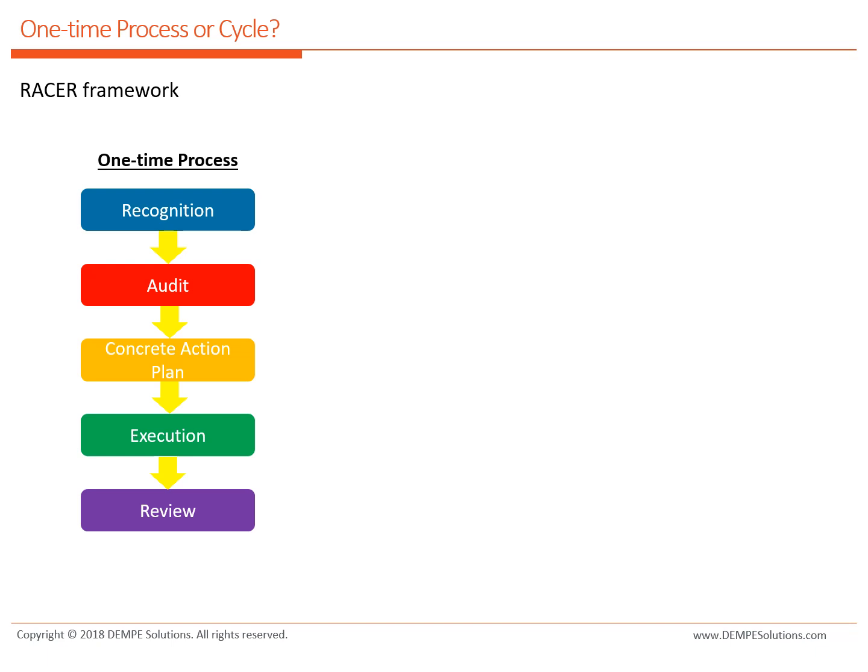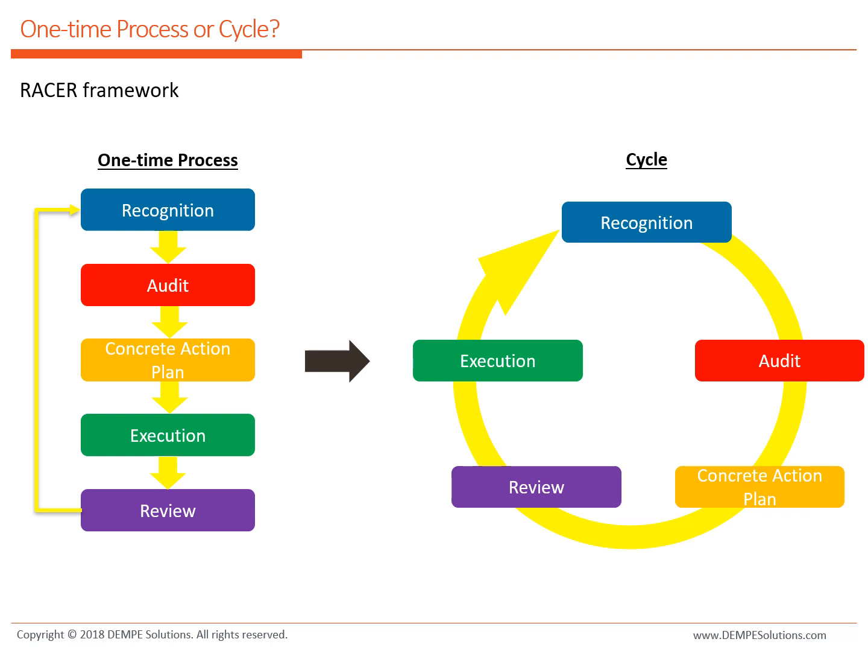So the one-time process of recognition, audit, concrete action plan, execution, and review leads to a higher awareness of possibilities for further improvement in intangible value. This awareness feeds into the recognition of other opportunities, and the one-time breakthrough process can become a cycle that continues to enhance intangible value.